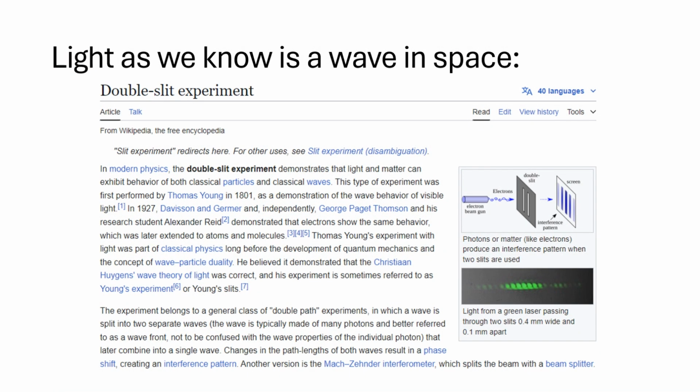That light is a wave in space. From Thomas Young's double slit experiment that was done in 1801, we can clearly see the interference pattern that is in space. The waves from different spaces interfere to create the pattern. Here, these waves from two different positions interfere with each other to create the pattern.